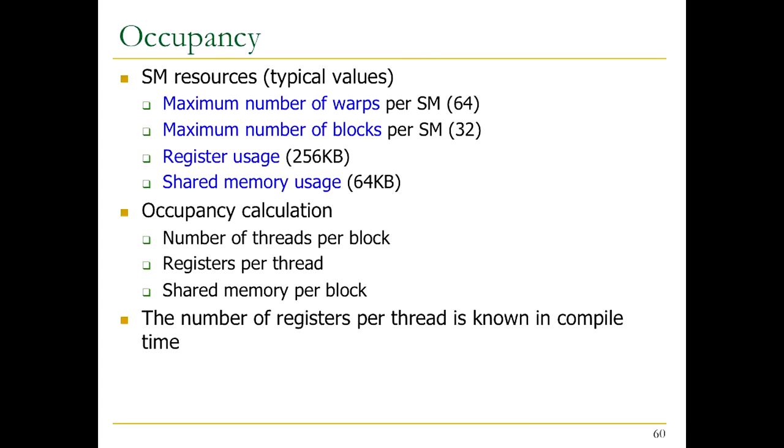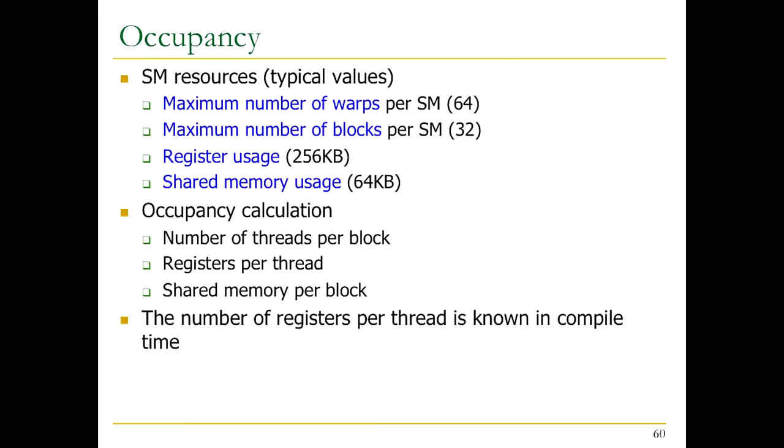Another limitation is the maximum number of blocks per SM. Remember that in the very beginning I said, let's assume that each of the thread blocks is mapped onto an SM, onto a shader core, but actually more than one block can run on each SM. How many? Up to 32.